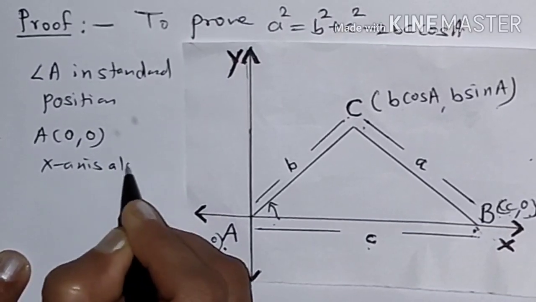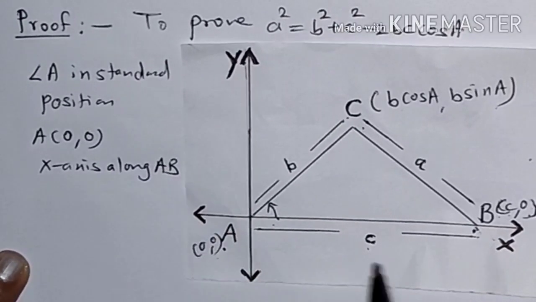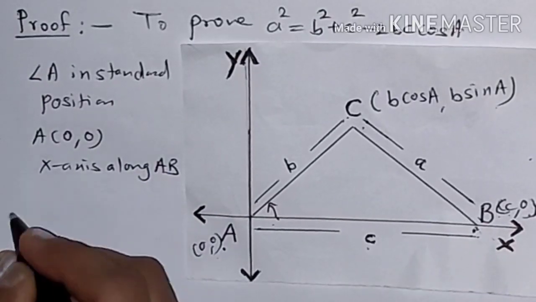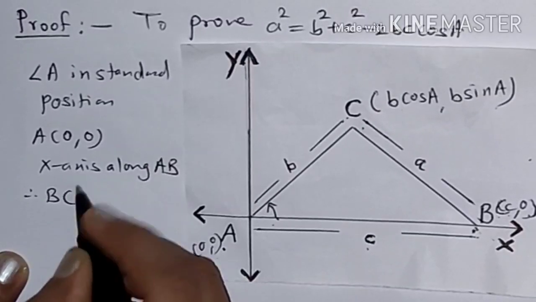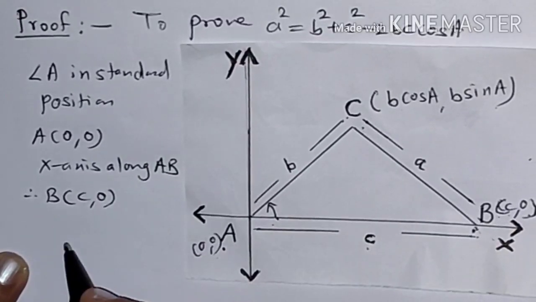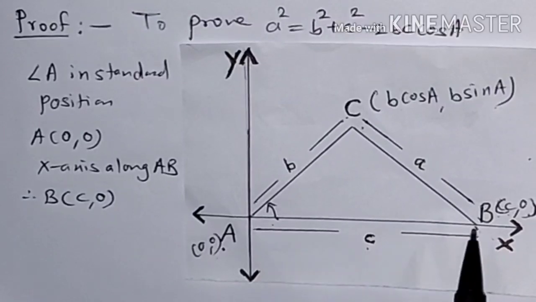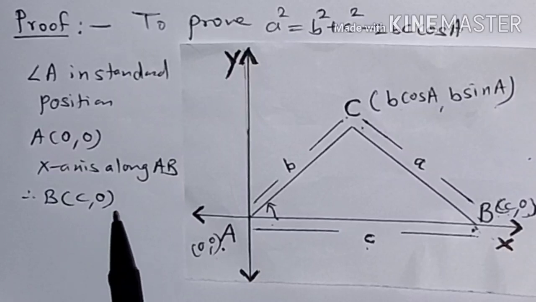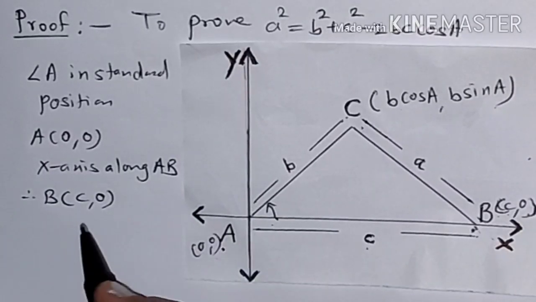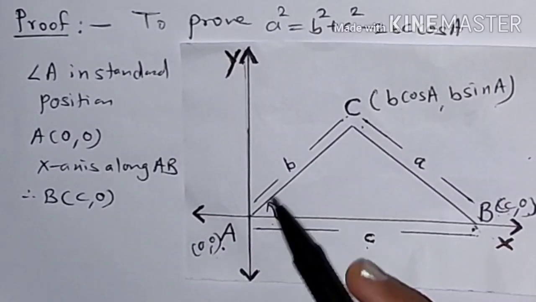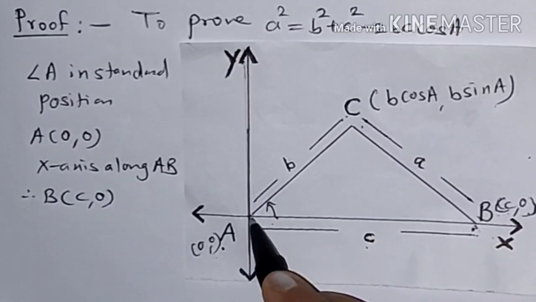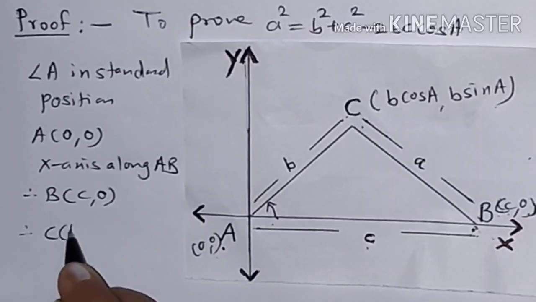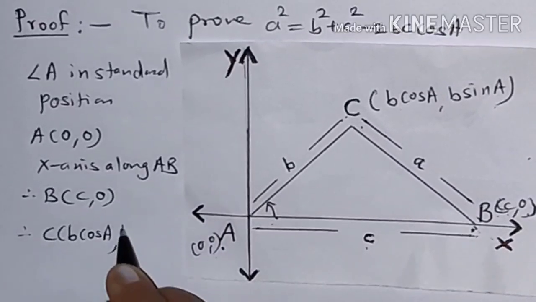Since length AB is equal to c, the coordinates of B we can write as (c, 0). Point B is on the x-axis, so the y coordinate is 0. Next, AC makes angle A with the x-axis and length AC is equal to b, therefore the coordinates of C are (b cos A, b sin A).